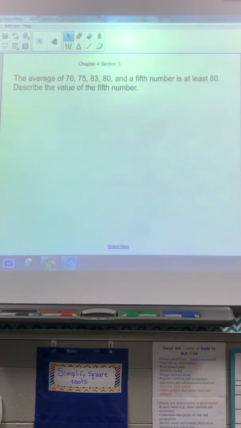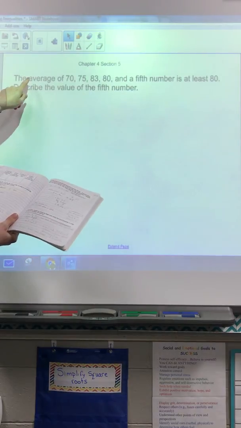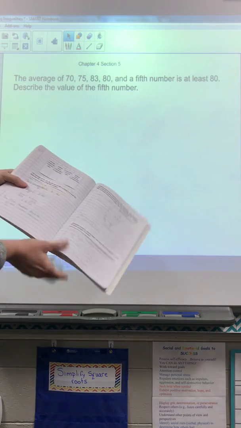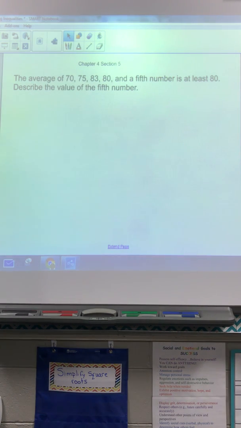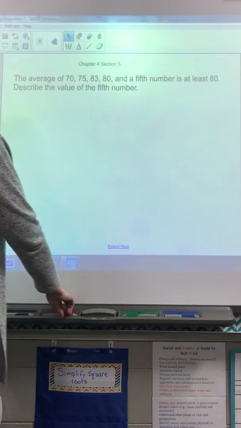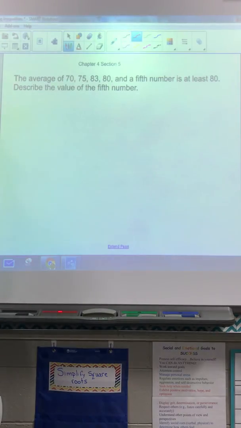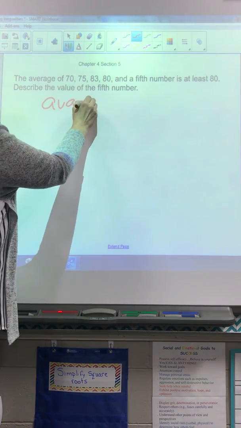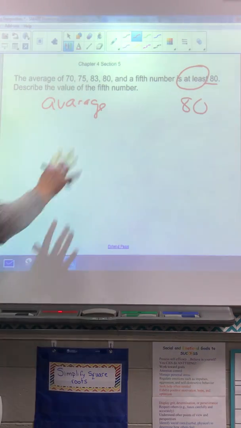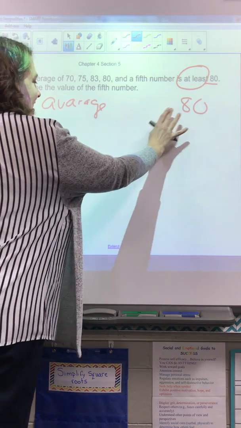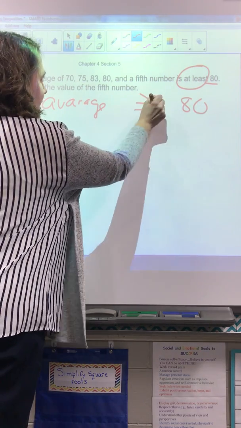All right, so first problem we're going to do is the one that's this one, an average of 70, 75, 83, 80. Please cut it out and tape it right underneath your math action words. All right, an average, so we have to remember how we do averages, of 70, 75, 83, 80, and a fifth number is at least 80. Describe the value of the fifth number. So I'm going to have an average, and that's being compared to 80. My math action word is at least. So my average must be at least 80. So that means it must be greater than or equal to 80.